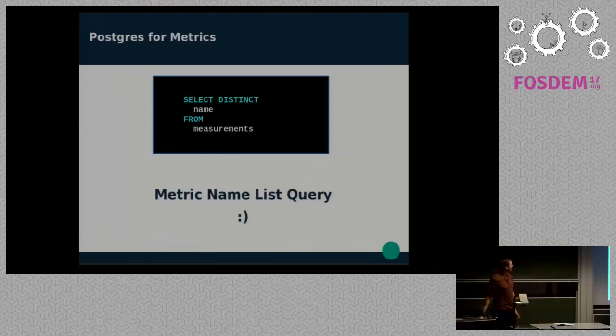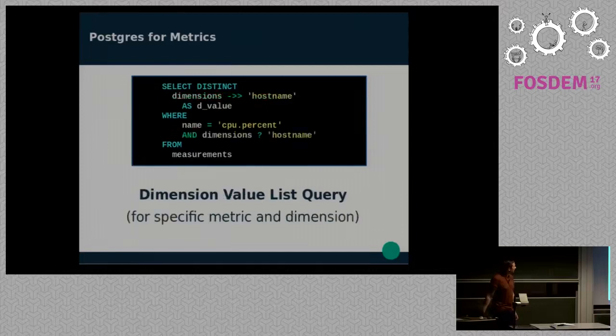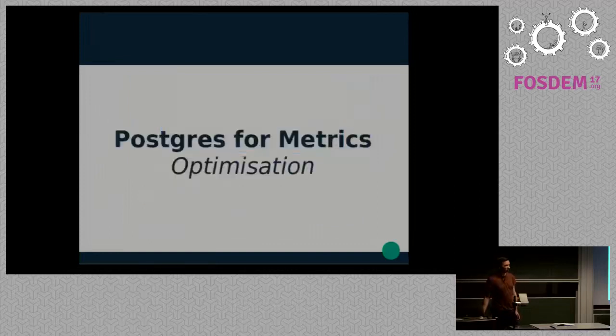The dimension names are a bit more interesting. Postgres has a nice function to get all of the keys out of a blob of JSON for you. And likewise, if you want all the values for it, then you can just dig into the JSON and pick out the dimensions, like that. So, fairly straightforward so far. Not very complicated SQL. It's not going to be very fast though if we store it like that, so we do need to optimize it a little bit.